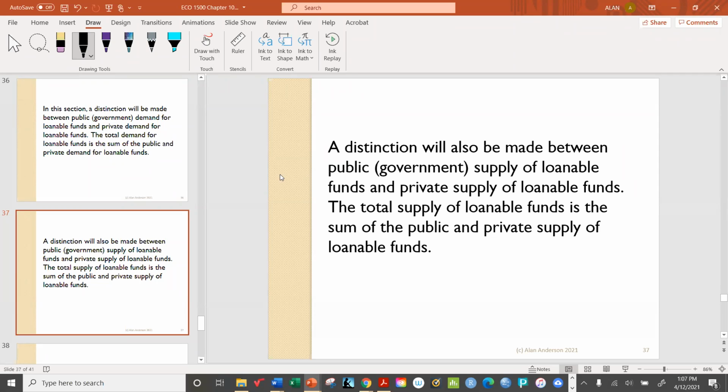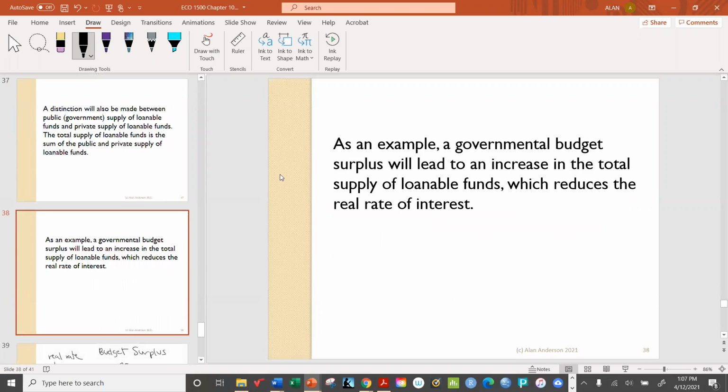Now, how does this affect the graph? All right, let's see. Let's say a government budget surplus, I guess it could theoretically happen, leads to an increase in the total supply of loanable funds, which reduces the real rate of interest. How would that look on this graph?